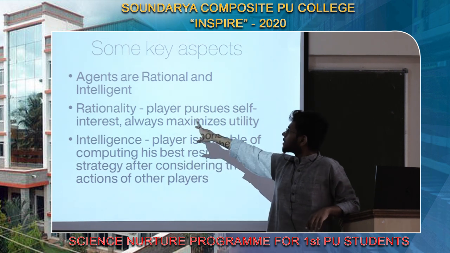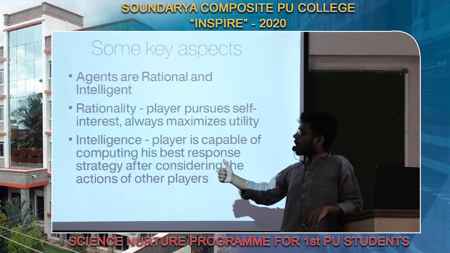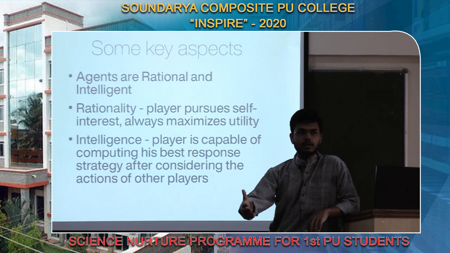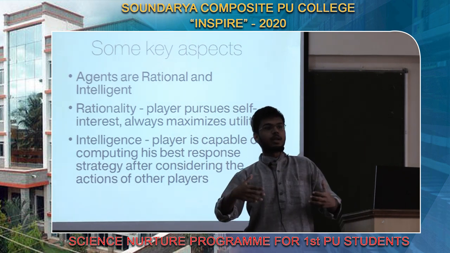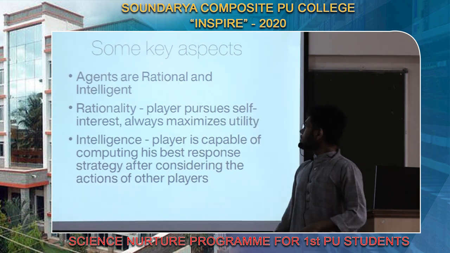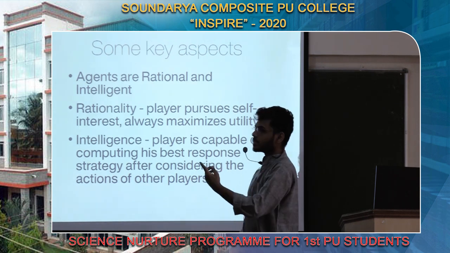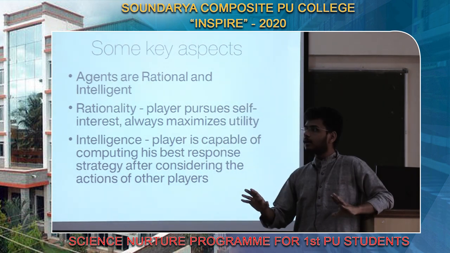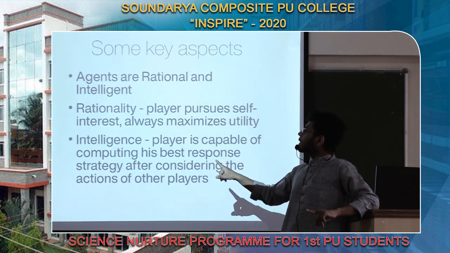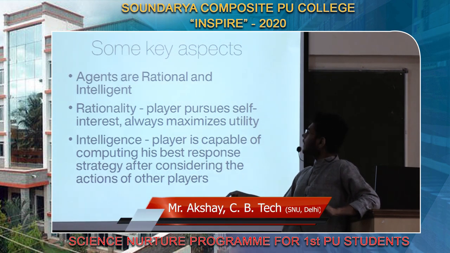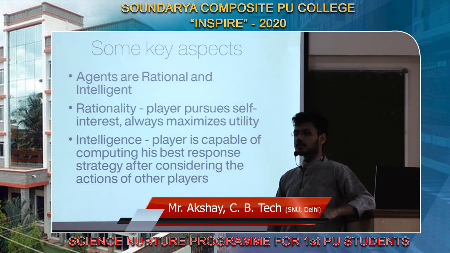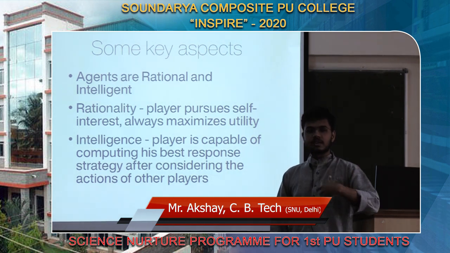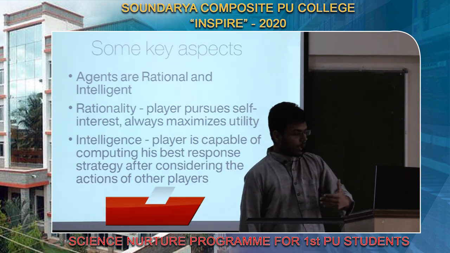And they have two very interesting properties. Agents are rational and they are intelligent. Those are the assumptions that we like to make before we model them. So what is rationality and intelligence? These are very well-defined technical terms, and we look at what these are. Rationality precisely means that a player pursues self-interest. So they are essentially selfish players who are playing the game.